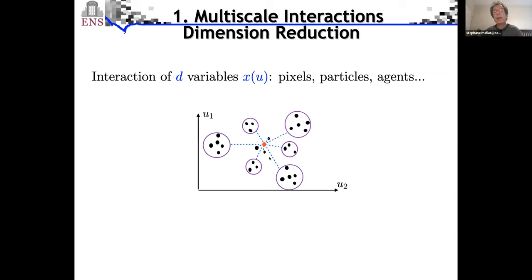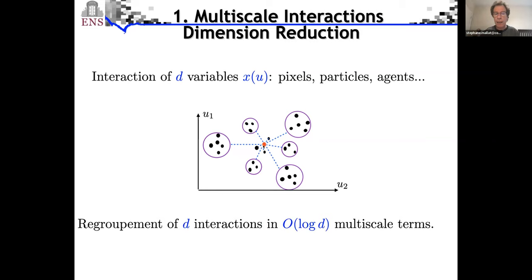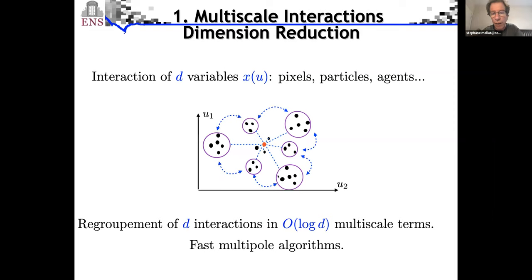And the ones that are even more far away, you can group them in an even bigger group and look at the influence on the central element. This idea is almost everywhere in physics. And the key consequence of that is that you can summarize the D interactions between all particles and your central one into interactions of log D terms, which are all these groups. But of course, the difficulty is that these log D terms also interact between them. And that's the core idea of some of the fast algorithms, such as fast multipole methods used in physics.